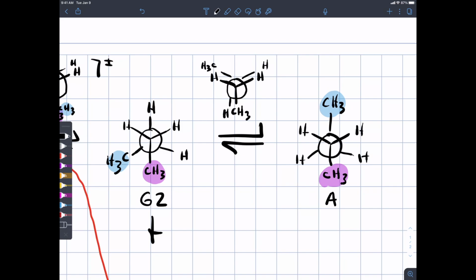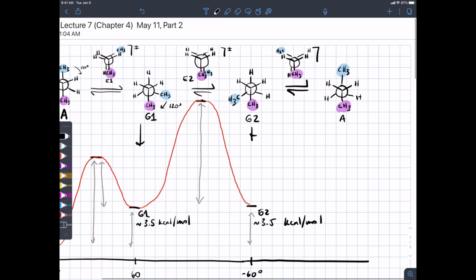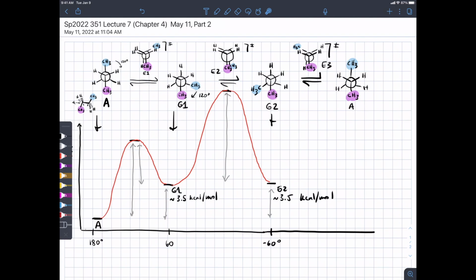So this is another eclipsed conformation. We'll call this, I guess, eclipsed 3. Where should I put it in energy? Is it the same or different than E2? It's different, but it should be about the same as E1, right? Same methyl groups eclipsed with hydrogens. So I'll put the line there. And then, of course, A, now we're back to minus 180, which equals 180, and so on.